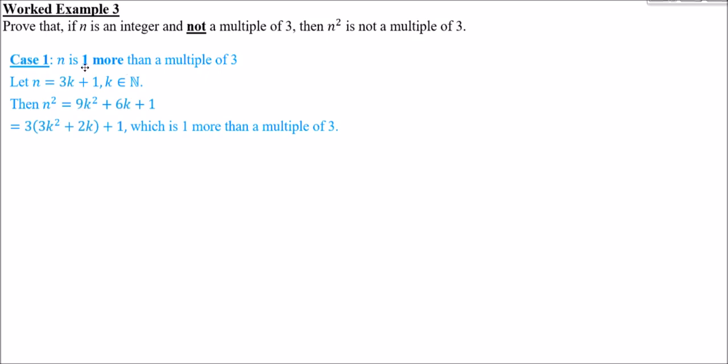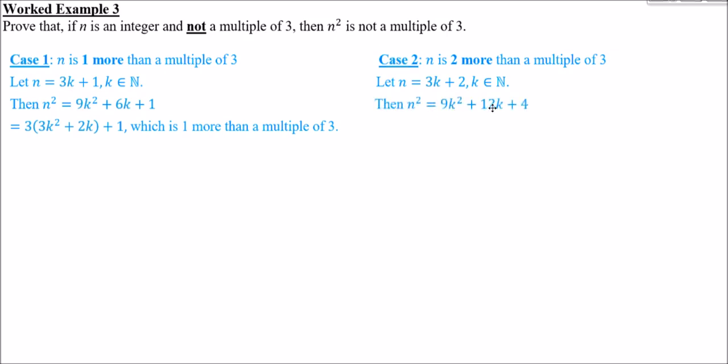The second and final case, if n is a non-multiple of 3, then n might be 2 more than a multiple of 3. If it's not 1 more or 2 more than a multiple of 3, then it's got to be a multiple of 3. So if n is 2 more than a multiple of 3, I can represent this by 3k plus 2, where k is some natural number. Expanding out 3k plus 2 squared, and otherwise showing what n squared is, we're going to get 9k squared plus 12k plus 4.